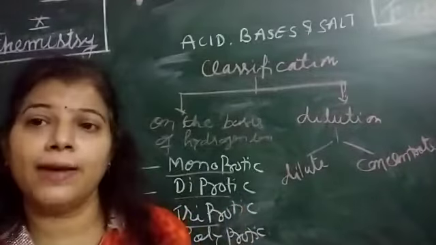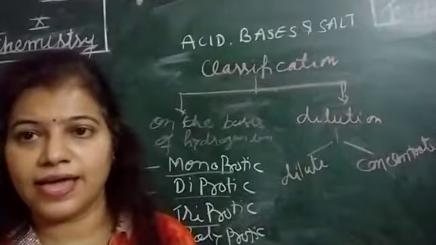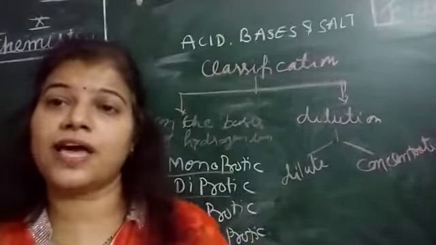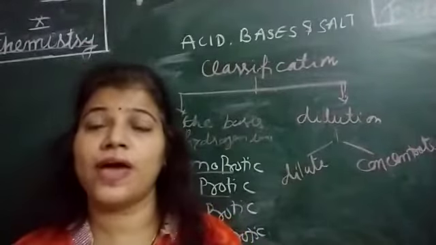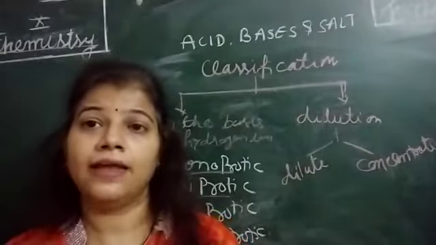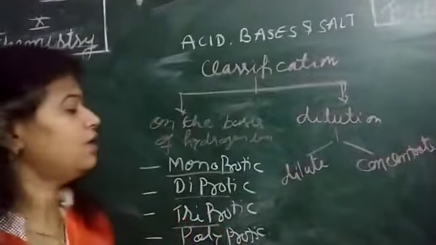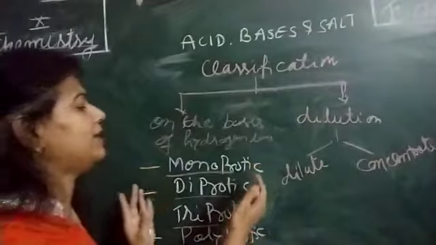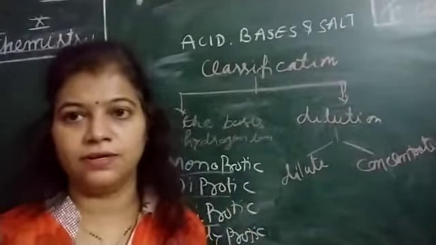Now come to the triprotic. Triprotic means those which have 3 hydrogen ions, which furnish 3 hydrogen ions, and polyprotic has more than 3 hydrogen ions. Okay, so H3PO4, phosphoric acid, is there, right? So on the basis of hydrogen ion we can differentiate the acids into monoprotic, diprotic, triprotic and polyprotic. Clear?